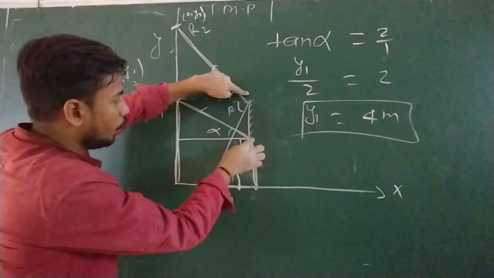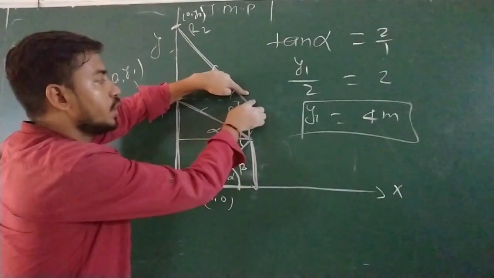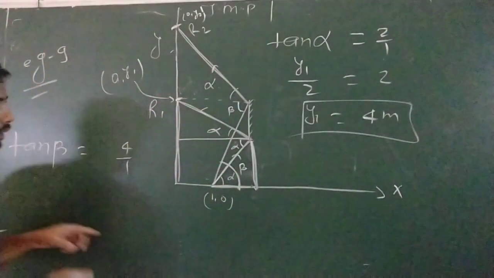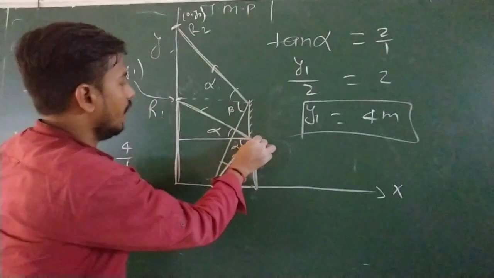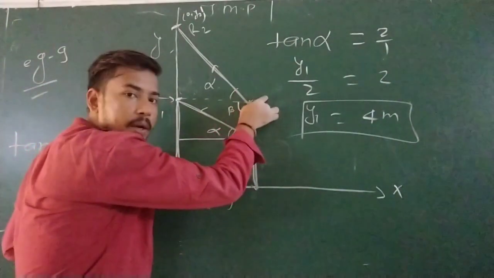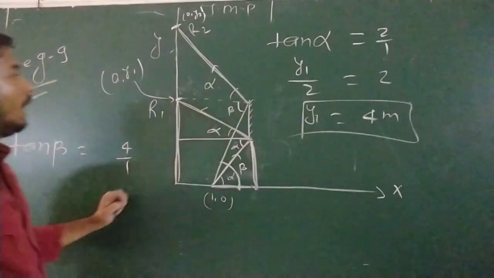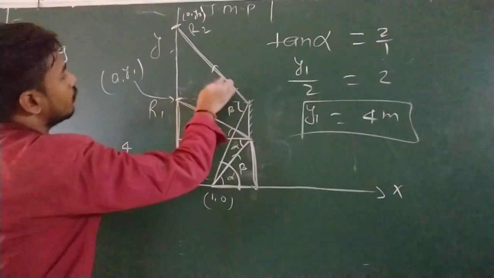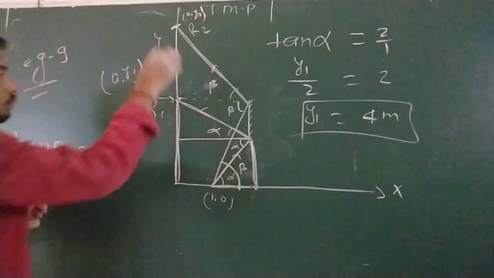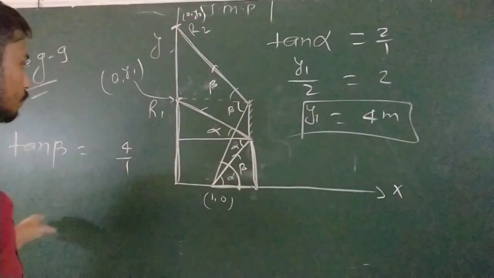So what is total height? This is 2 and this height is 2, so this becomes 4. So 4 by 1. Tan beta here becomes 4, because I already told this coordinate is 2 comma 2 and height is 2, so it becomes 4 comma 2, height becomes 4. So this is also beta, sorry. Here you can write this one. Get my points?